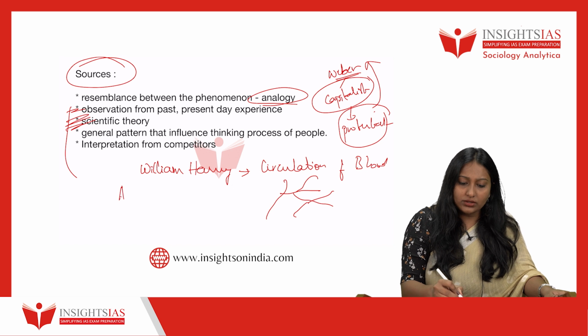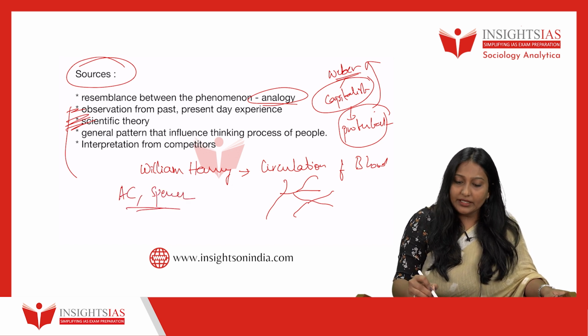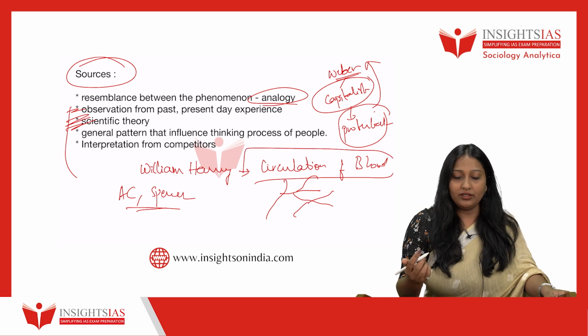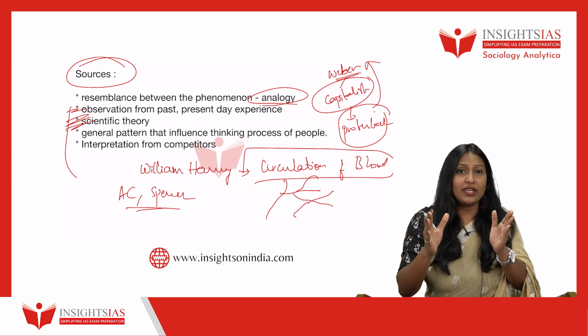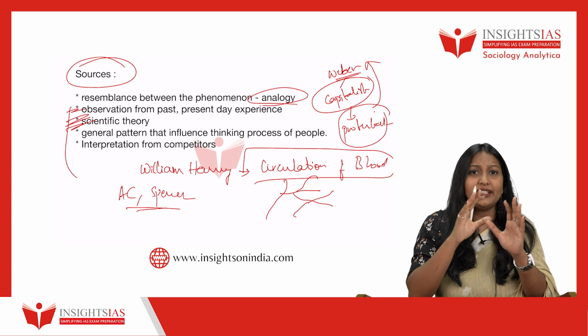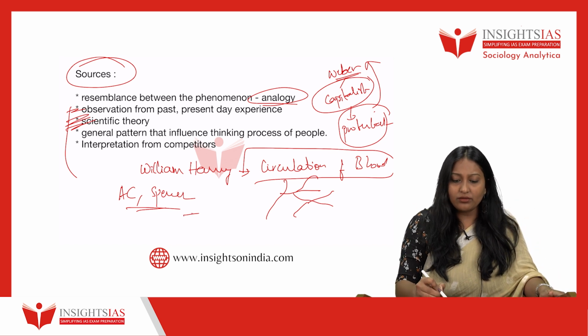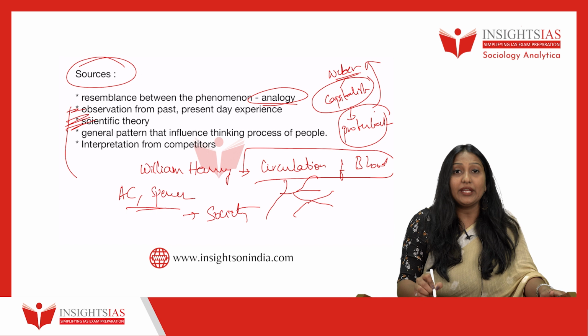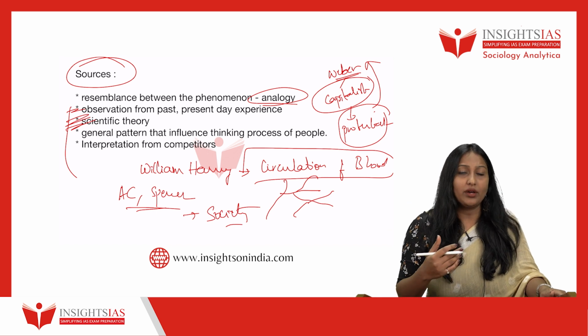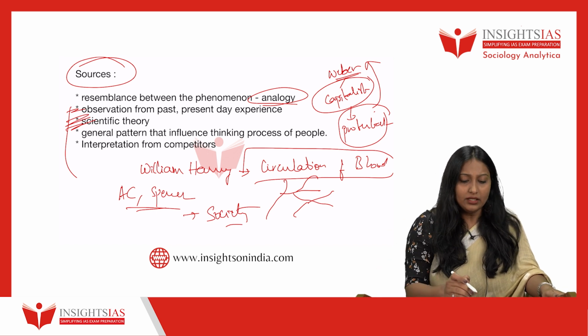So what did Auguste Comte and Herbert Spencer do? They were influenced by this scientific theory. The way nerves and veins and other body parts are interrelated and interconnected, in a similar way, society is also interconnected and interrelated, or interdependent. Did you understand this one?